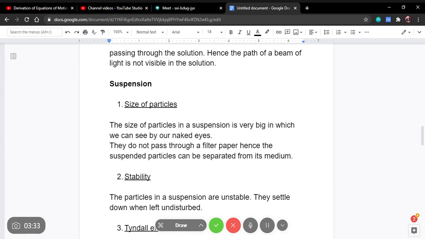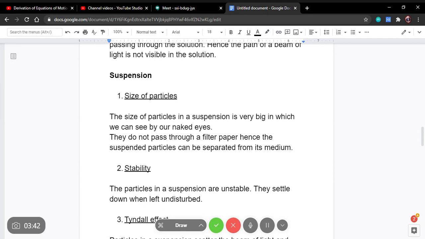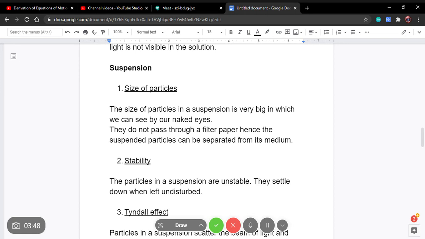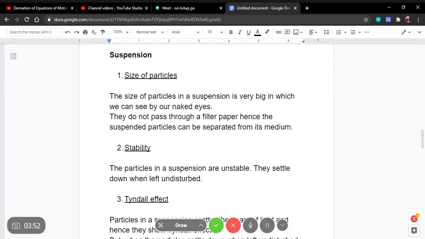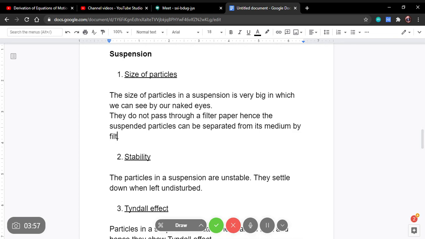Now let's go to suspension. In a suspension, the particles are very big, so we can see them with our naked eyes. They do not pass through a filter paper. Hence, the suspended particles can be easily separated from the medium by filtration.